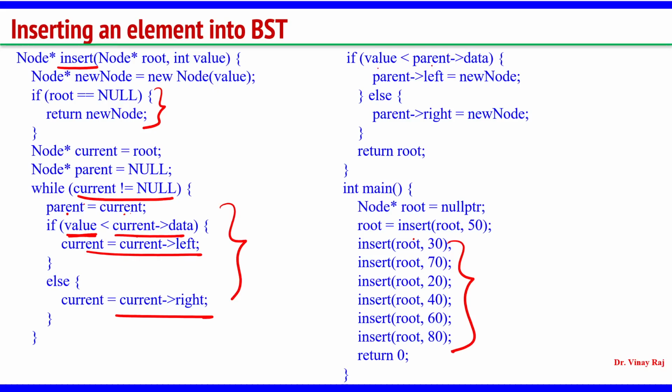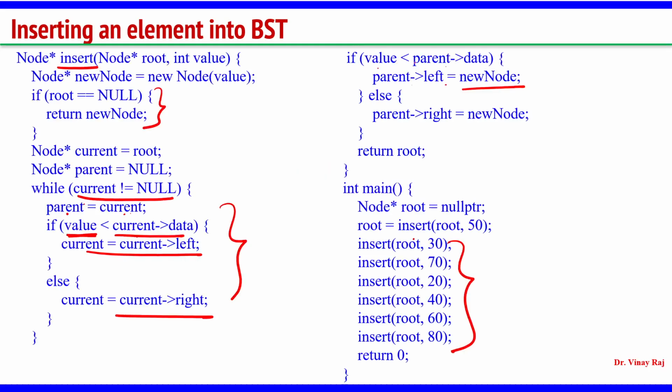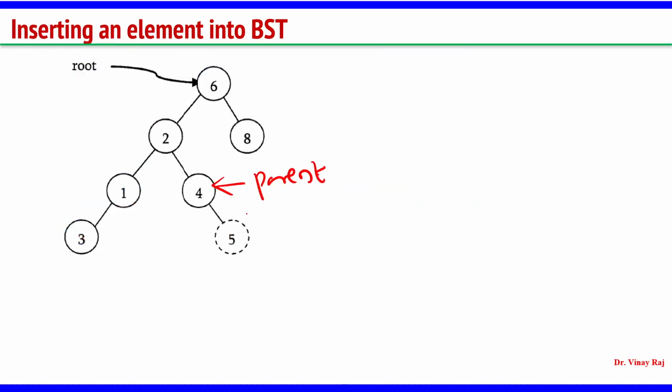if the value is less than parent data, then parent left equal to new node. So we are making this, right, this becomes our parent node. Now if the value which I am inserting is, in this case, greater, so parent right is equal to new node.